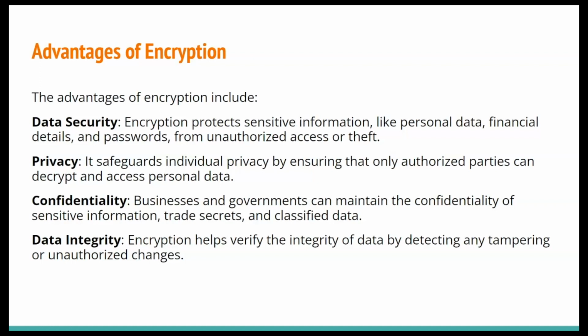The next is confidentiality. Businesses and governments can maintain the confidentiality of sensitive information, trade secrets, and classified data. So basically, encryption protects the sensitive information from unauthorized access. Okay. The next is data integrity. Encryption helps verify the integrity of data by detecting any tampering or unauthorized changes. It ensures that during the transmission there is no change of data. So these are the advantages of encryption.